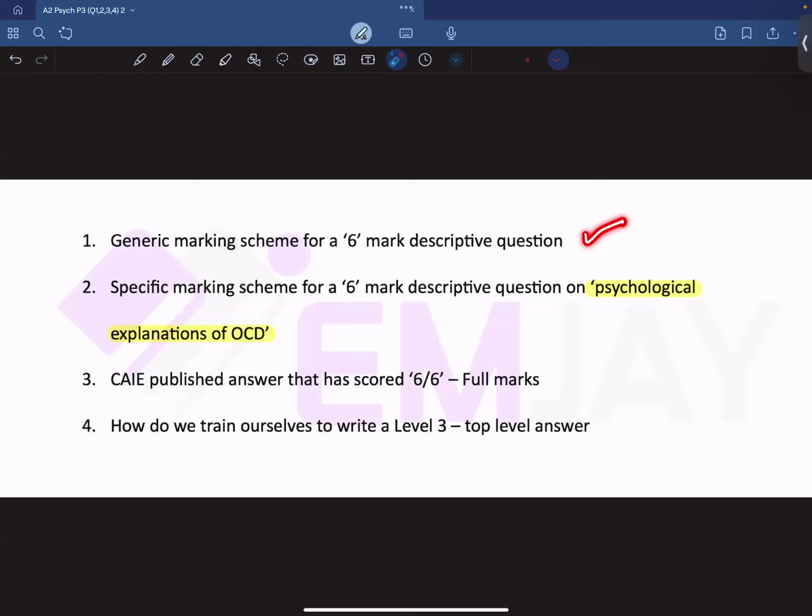And while doing so, we'll be revising the topic psychological explanations of obsessive compulsive disorder. Number 3, we discuss the CAIE published answer that has scored 6 on 6. That would, of course, give us a better understanding as to what the CIE is looking for to mark an answer 6 on 6. Number 4, we'll be discussing what we should do to train ourselves to be able to write an answer that helps us score in the top level. Without any further ado, let's begin.